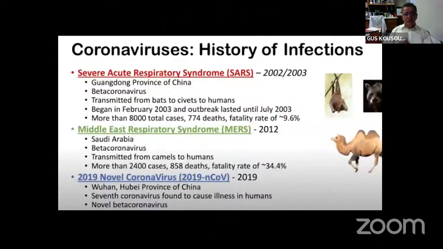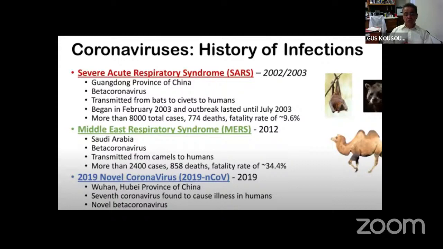So in brief then, I've done that introduction in the past. I just want to remind you that coronaviruses are not particularly new to us right now. We had severe acute respiratory syndrome back in 2002, also originating from China, belonging to the beta coronavirus group. It was also transmitted from bats to civets, and civets were the intermediate host to humans. We had an outbreak, more than 8,000 cases, 774 deaths, and a fatality rate of 9.6%.